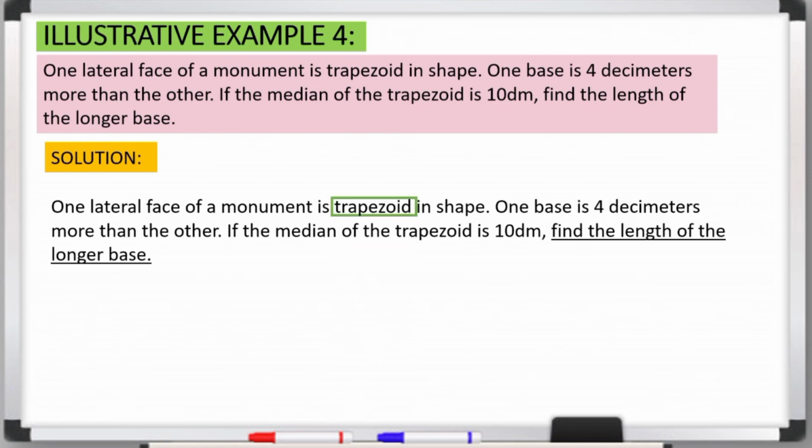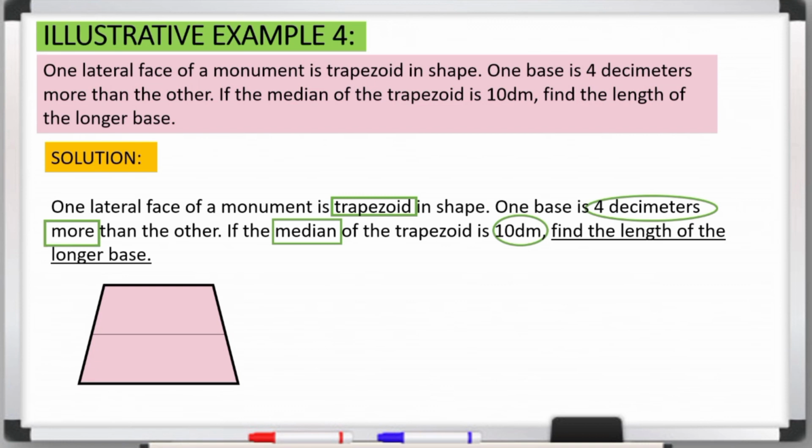Then we box trapezoid. We circle 4 decimeters. We box more. And median. We circle 10 decimeters. Okay, the illustration is a trapezoid. So given the median is 10 decimeters, then the other base is x plus 4.